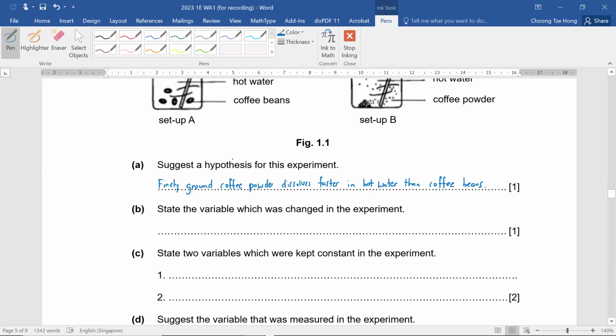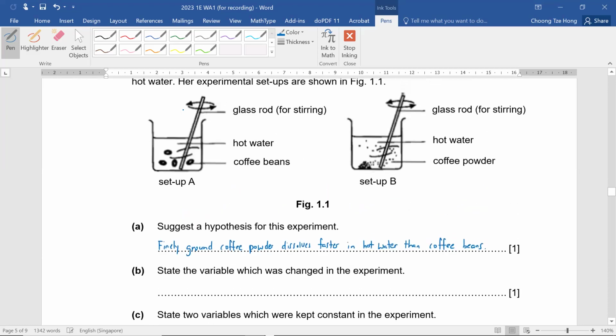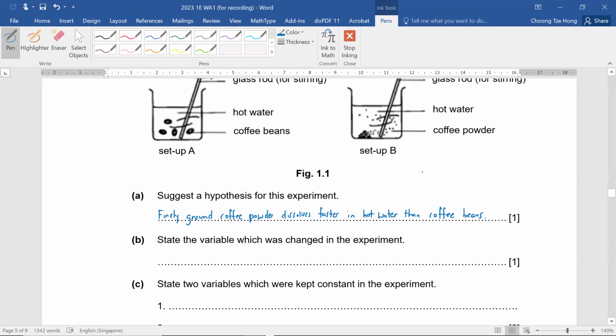After this, you're going to carry out the experiment and see if coffee powder indeed dissolves faster in water than coffee beans. Over here in part B, you're asked to state the variable which was changed in the experiment. Between setup A and setup B, what was being changed? The obvious thing that was changed was that setup A is coffee beans and setup B is coffee powder.